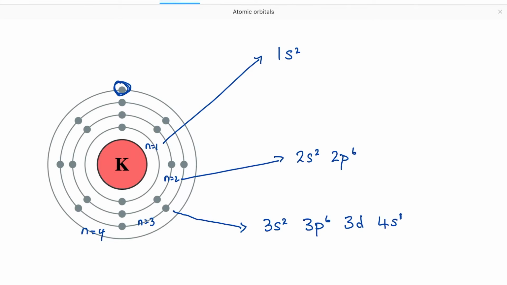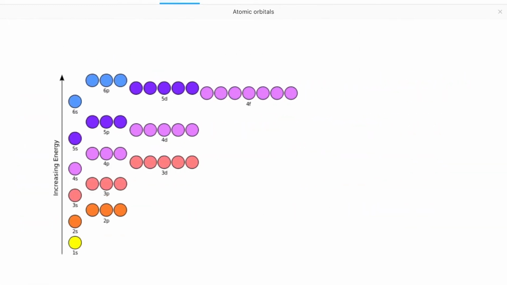Why hasn't that electron gone into the d orbital? That's a really good question. Let's have a look at that next. This is the increasing energy order of our orbitals. The 1, 2, 3, 4, 5 indicate the actual energy level. So this was the n equals 1, n equals 2, 3, 4, 5, and 6.